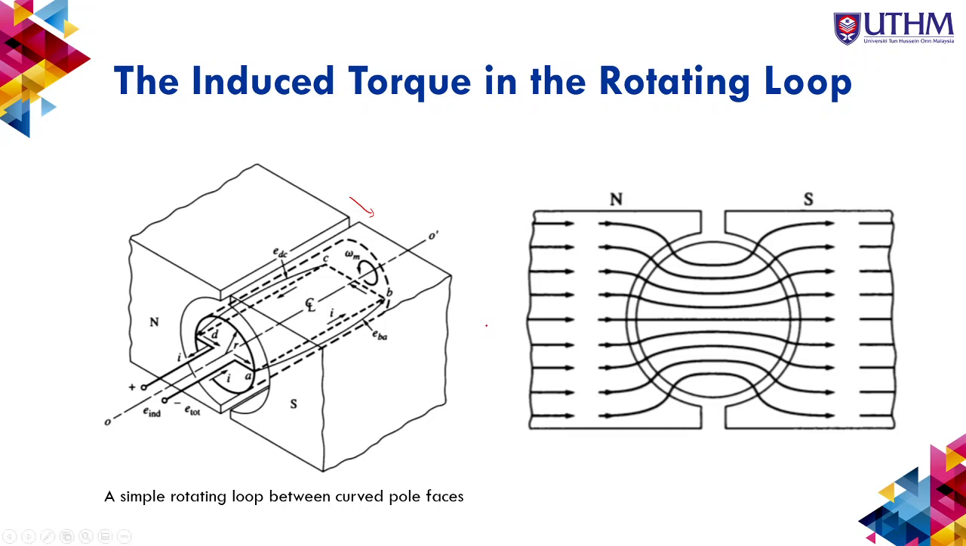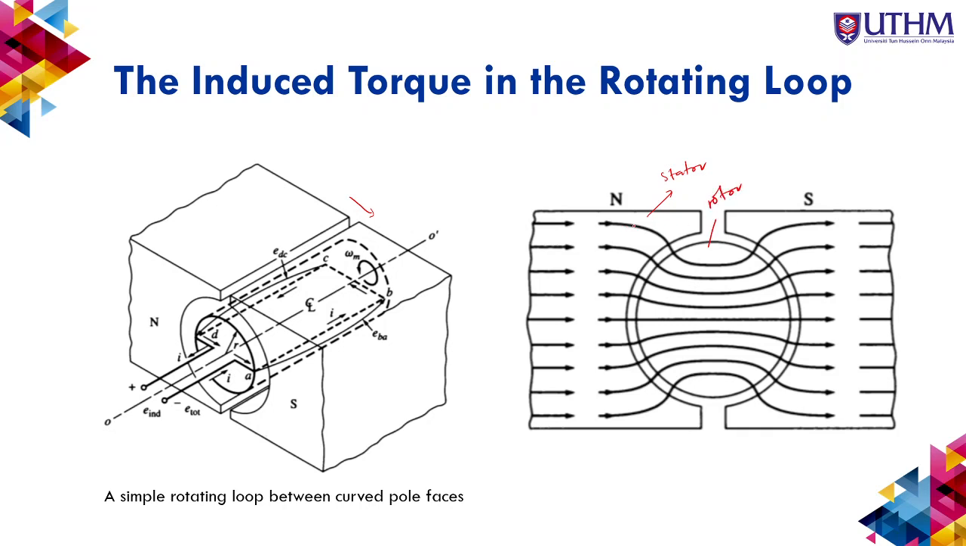Remember from the previous chapter that the reluctance of air is much higher than the reluctance of the iron in the machine. So to minimize the reluctance of the flux path through the machine, the magnetic flux must take the shortest possible path through the air between the pole face and the rotor surface. So this is the stator, and this is the rotor.